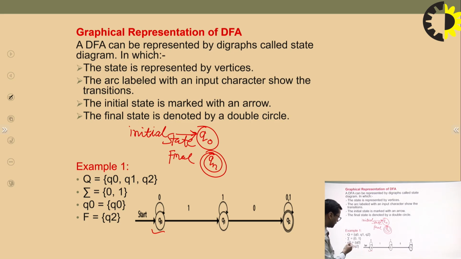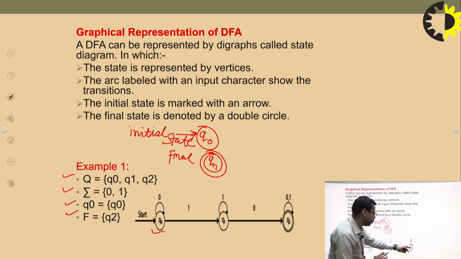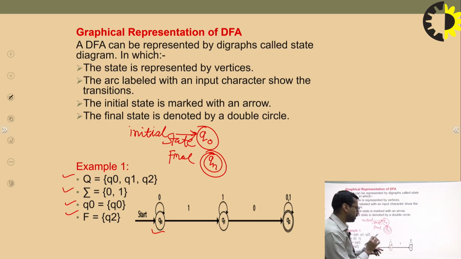Q naught is the initial state. Sigma is the input symbols as I discussed earlier. Here in this case 0 and 1 are used in this DFA as the non-empty input symbols, and capital Q is the set of all the states including final and initial state. So here Q naught, Q1 and Q2 are the non-empty set of states, and F is the set of final states. Here in this particular question, Q2 is a single state, that is the final state.